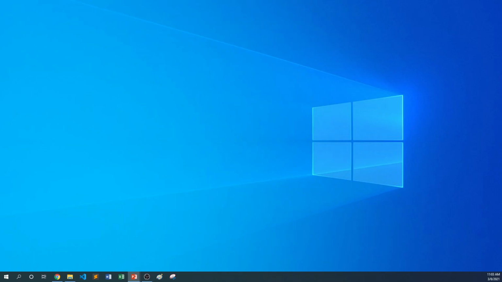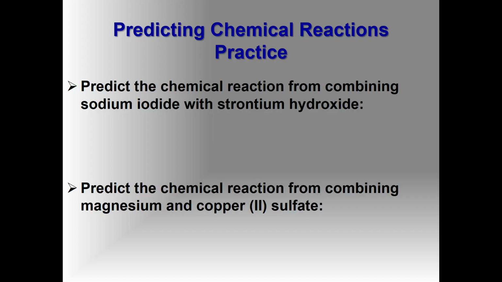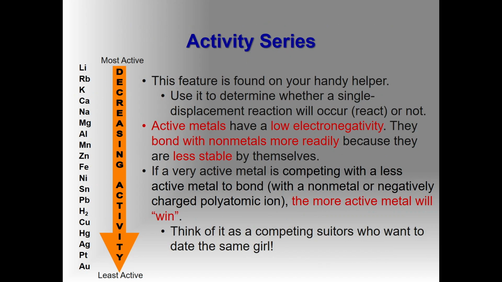Yeah, we mentioned it before when we talked about single displacement. I'll also pass y'all out a sheet. So, active metals have a low electronegativity. They bond with nonmetals more readily because they are less stable by themselves. If a very active metal is competing with a less active metal to bond with a nonmetal or negatively charged polyatomic ion, the more active metal will win.